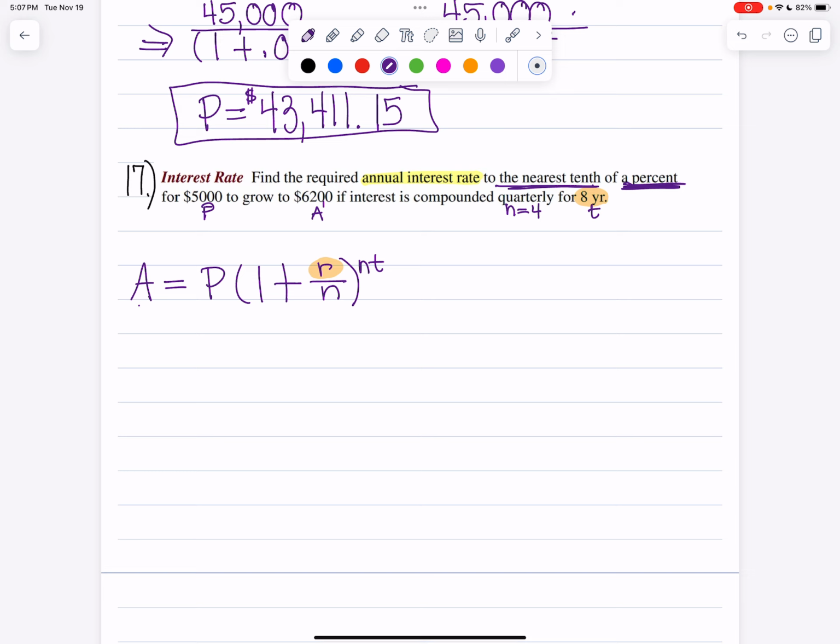So let's do it. 6,200 right here equals 5,000 times 1 plus, we're looking for R over, the n is 4. Remember we said that right there. All of that over 4 times 8. You all, that is 4 times 8.